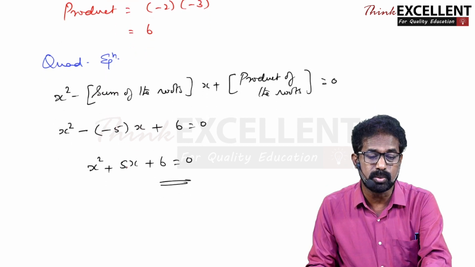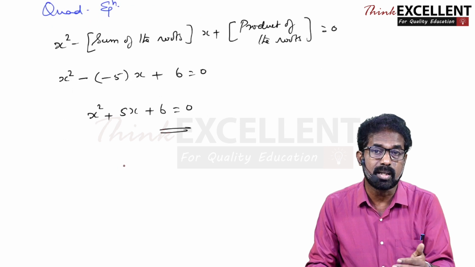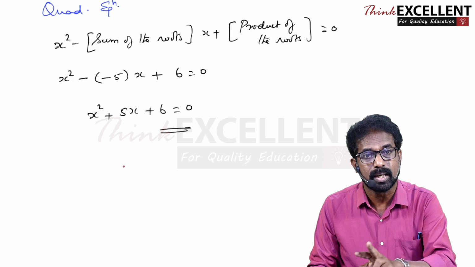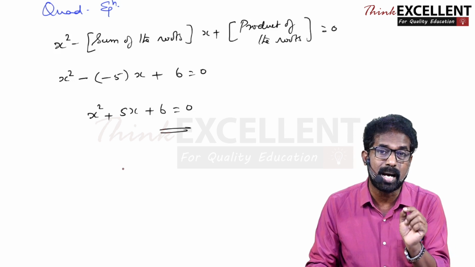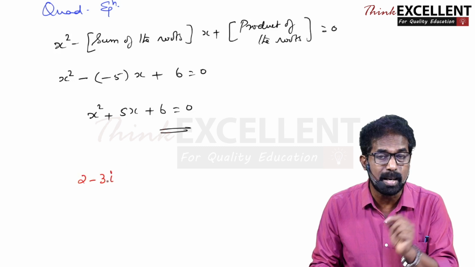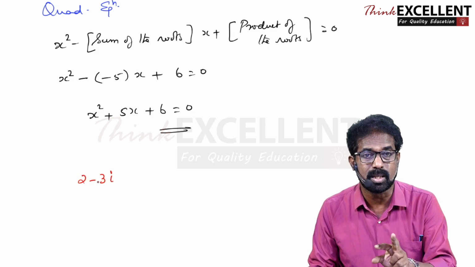Later in the higher classes you study complex roots occur in pair. In that case they give one root, you can write the other root. Complex root, that means some i will be there. Suppose 2 minus 3i is a root. i is an imaginary number. So we say the roots are not real, right?